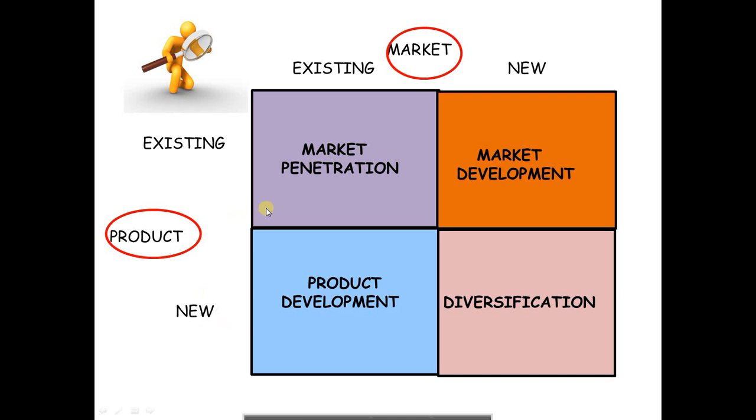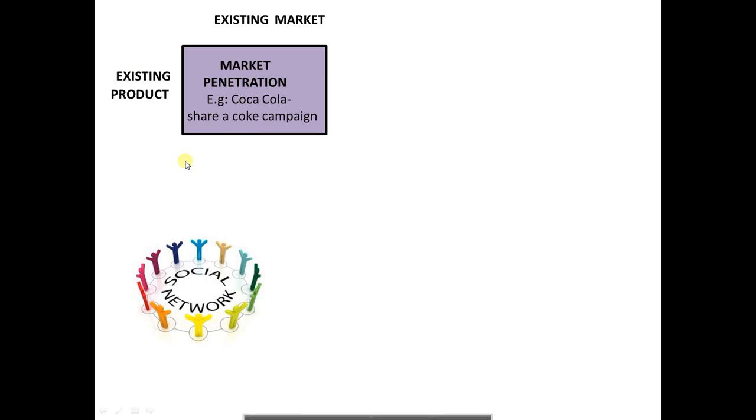There are four options based on these two dimensions: market penetration, market development, product development, and diversification. So let's get into the first one. Market penetration. This is basically using your existing product in your existing market and milking every ounce that you possibly can from your existing market.